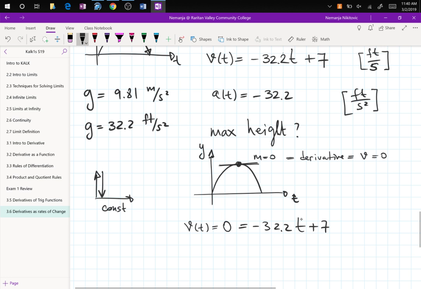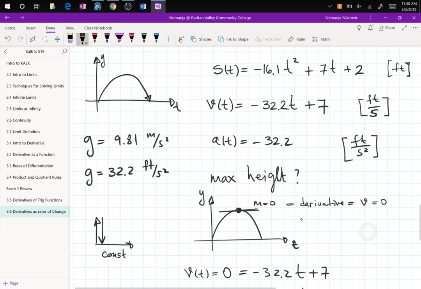So from here, now, you just subtract 7 and divide the number. That's not something that is now nuclear physics over here. Even if it was nuclear physics, you still sit down and learn it. It's negative 7, negative 32.2 t. So when you divide this, you get time equals 0.22 seconds.